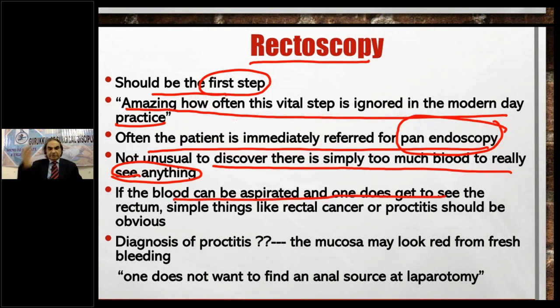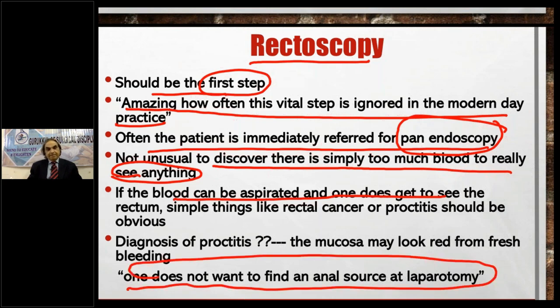If the blood can be aspirated and one does not get to see the rectum, simple things like rectal cancer or proctitis are missed, and naturally this bottom line is very important. One does not want to find out an anal source at laparotomy because that will be shameful. And do you think I'm being theoretical in this? No, practically I've seen it happen. We searched all around, it was actually the anal canal. You rely on each other's findings. Have you seen? Do it yourself and don't leave it to the junior most member in the team. He will miss it and you will miss it because you've trusted him.